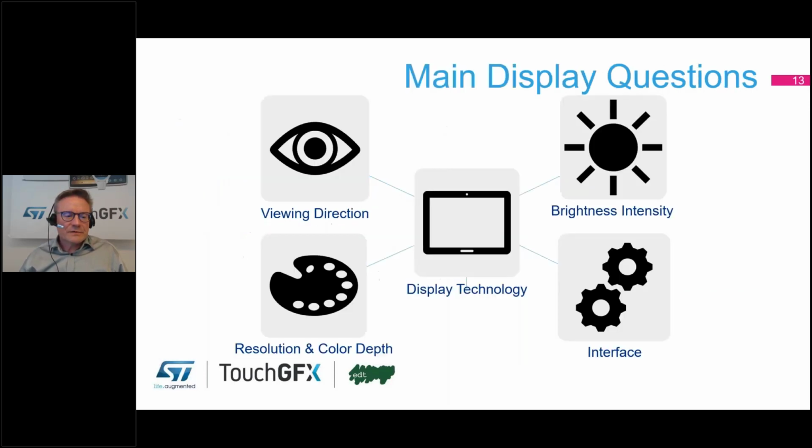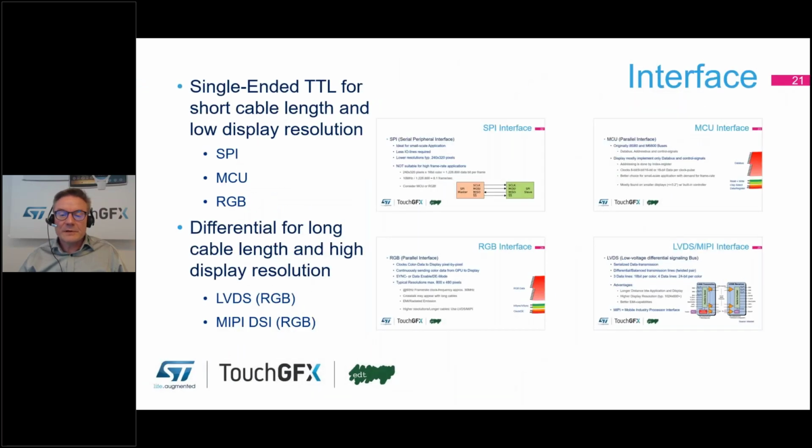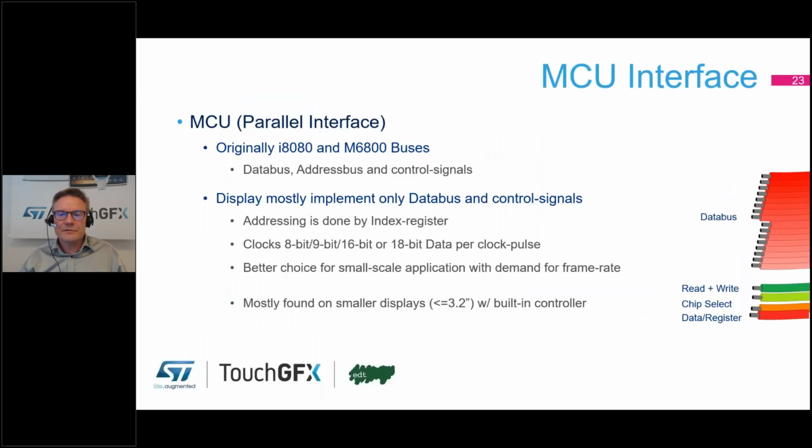And most of these displays, especially the smaller displays below 3.5 inch, actually by default contain a display controller on the glass, chip on glass, which features MCU, SPI, or parallel RGB. It's just a matter of how we wire it up on the FPC.